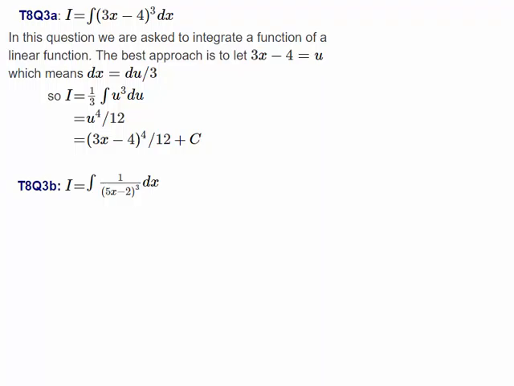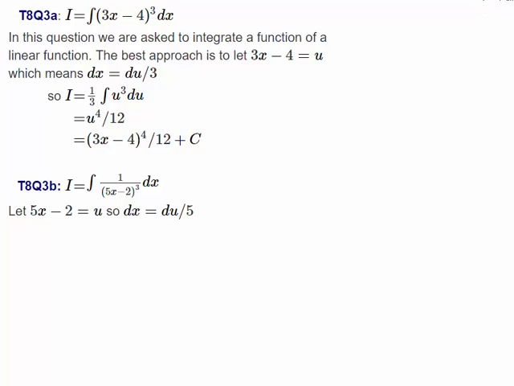Question 3b. Integrate 1 over (5x − 2)³ dx. Well, like the previous example, we have a linear factor of x here, which is 5x − 2. So we'll replace that with u. 5x − 2 equals u, so dx equals du over 5.